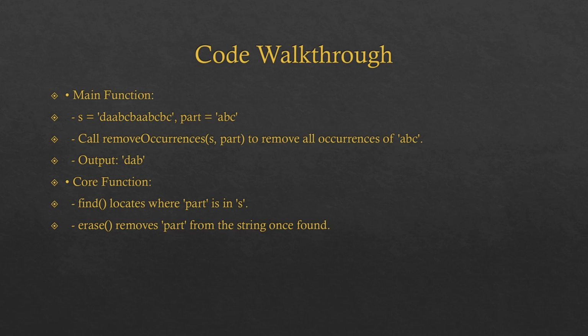Now let's go through the code. In the main function, we defined S equals TAABCBAABCBC and part as ABC. When we call removeOccurrences, the function will find and remove every occurrence of ABC. The result after all occurrences are removed is TAB, which is printed as output. The key functions at play here are find and erase.